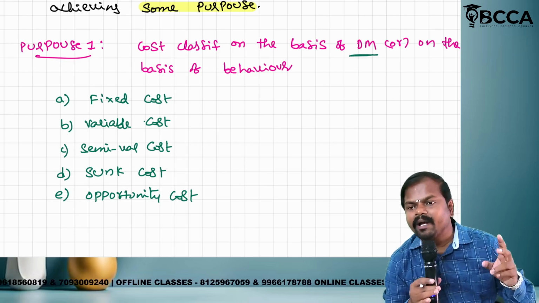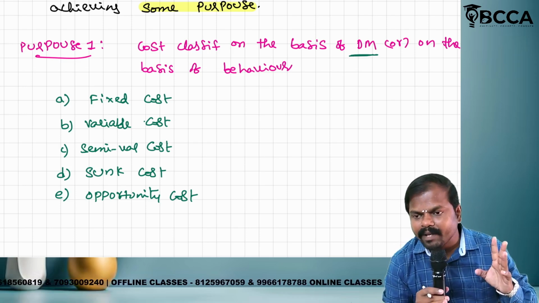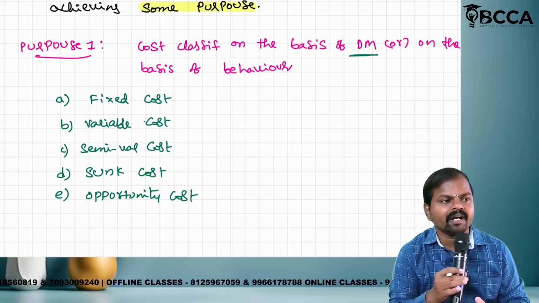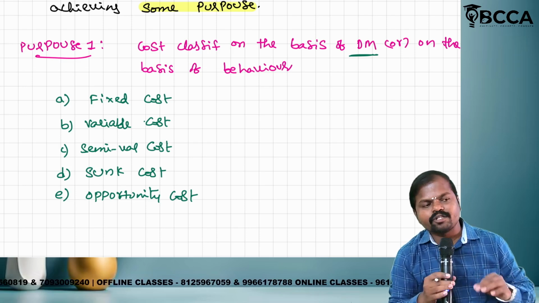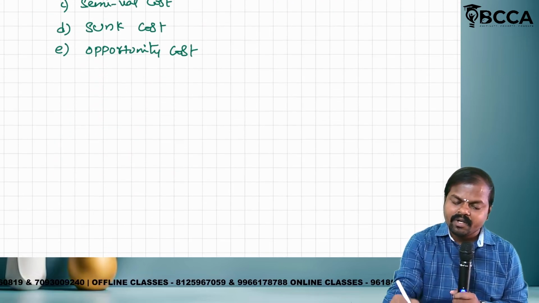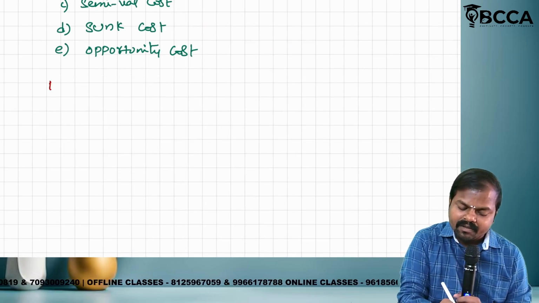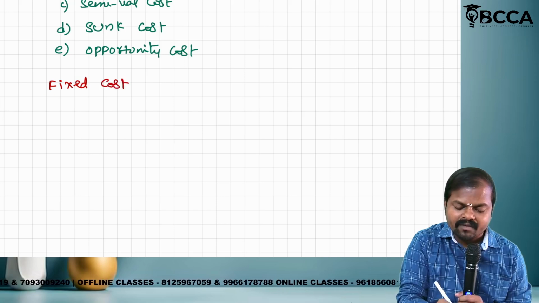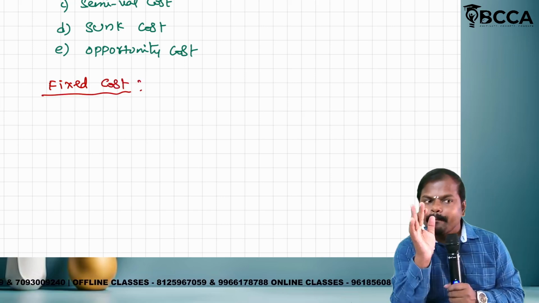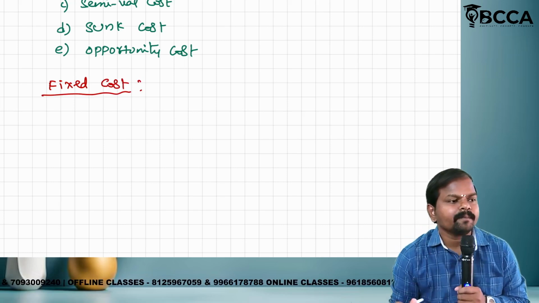Now tell me, cost classification on the basis of decision making. Number 1, fixed cost. Number 2, variable cost. Number 3, semi variable cost. Next, sunk cost. Next, opportunity cost. We will discuss one by one. Fixed cost. Please read in a reverse manner.